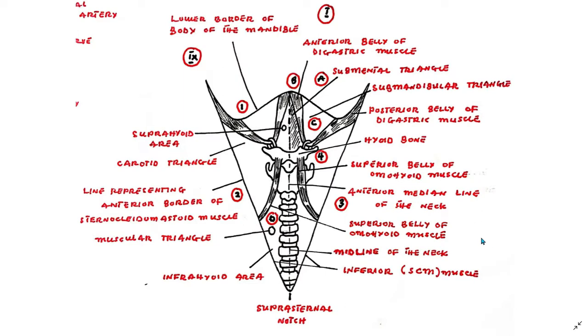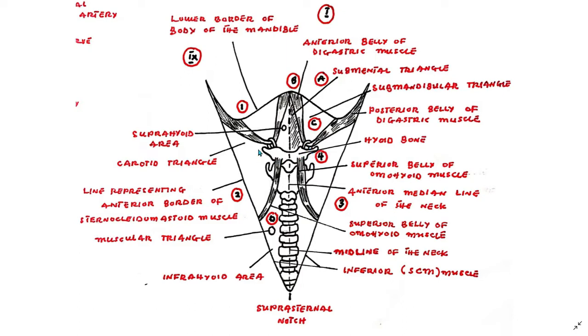Hi. The anterior triangle of the neck is a region located at the front of the neck. Now, it is important to note that these triangles are paired, and for that matter, there is a right anterior triangle as well as a left anterior triangle.